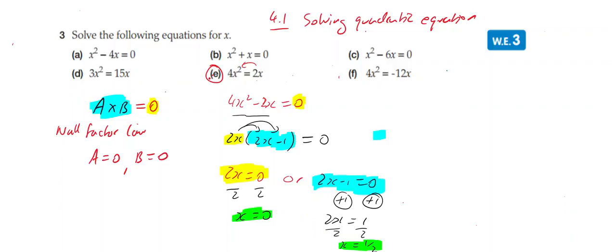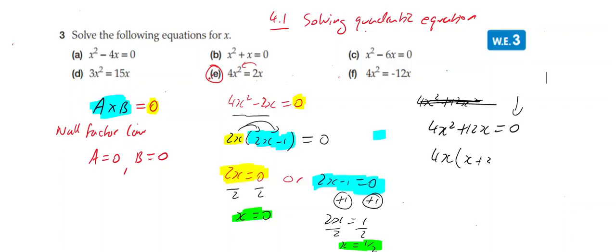We can do the same type of process for part F. I've got 4x squared equals negative 12x. So I add 12x to both sides, and I've got 4x squared plus 12x equals 0. Factorize it, because I've got one side equal to 0 and on the other side I need a product of some sort. The only way to get it into a product is to factorize it. They both have a factor of 4x, so 4x, you're left with an x and a plus 3, equals 0.